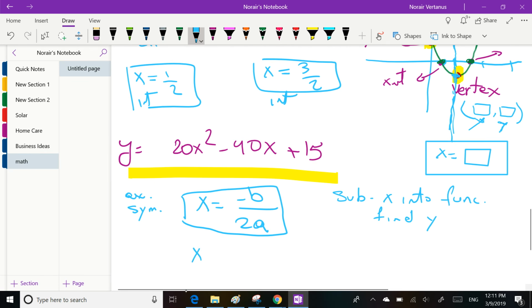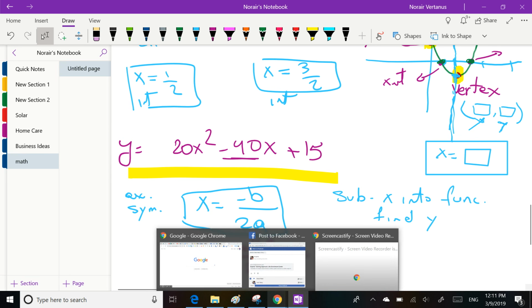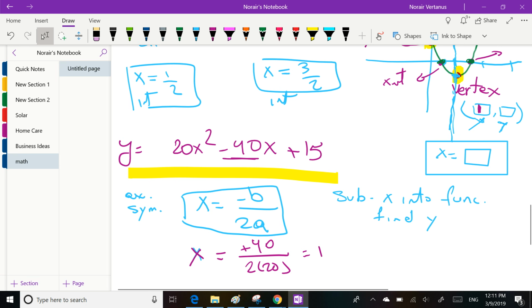So let's set it up. x equal to negative b. This is negative b, which is the negative of negative 40, which is going to be positive 40, over 2a, 2 times 20. See, that's equal to 1. x equal to 1. You got it. That's x equal to 1 right here. And now you don't have y. So set up and put this x into the function here instead of x.